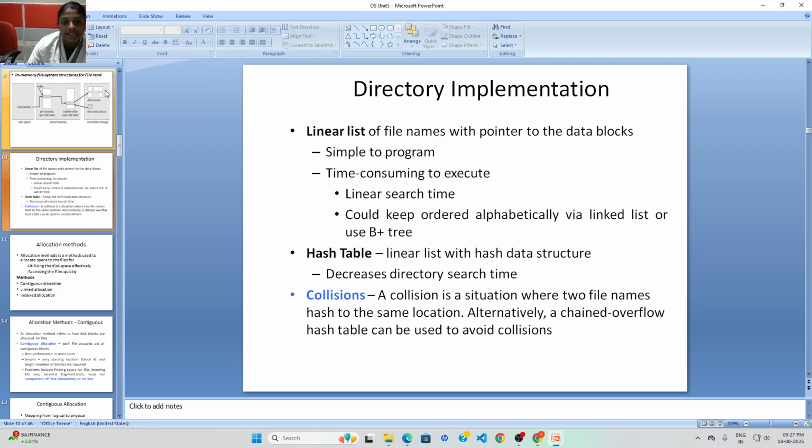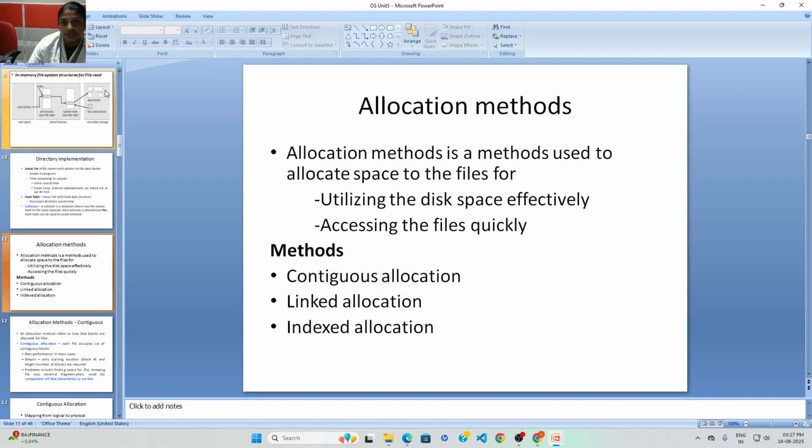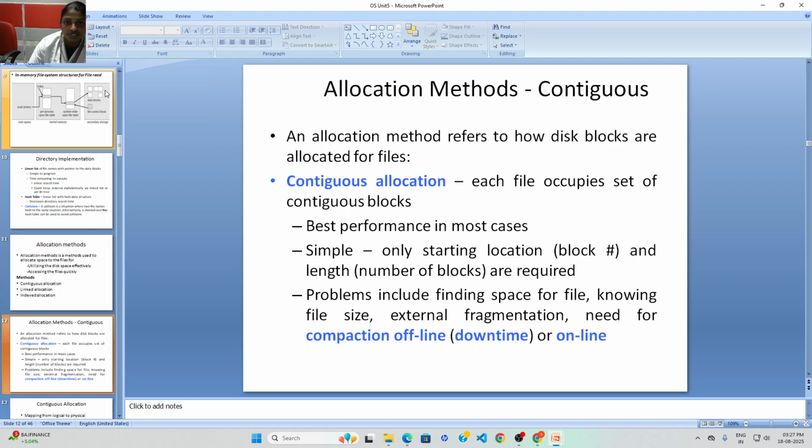Next, directory implementation. First one, linear list, hash table, collision. Collision is the situation where entries fall in the same location. These are the allocation methods. There are 3 methods: contiguous allocation, linked allocation, indexed allocation.